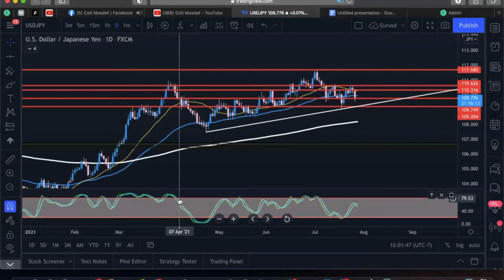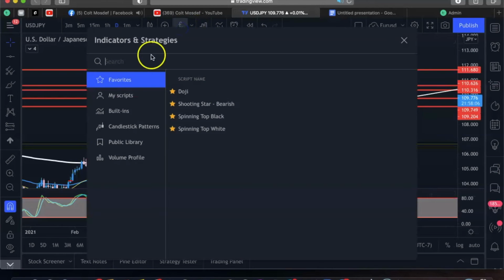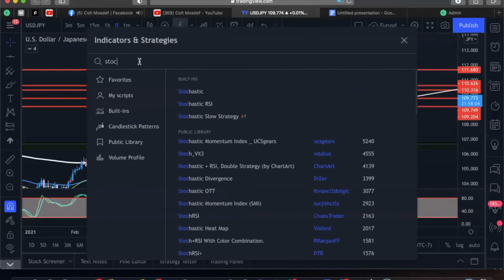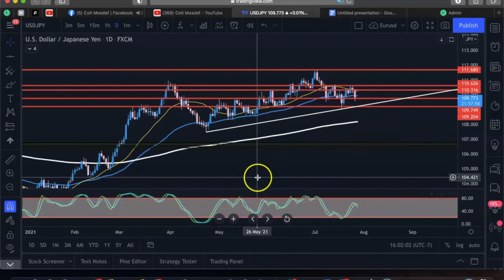go the other way. So this indicator is called the stochastics oscillator. And the way that you can add it to your chart is you go right here to this FX, you type in STOCH, and it's right here, stochastic. So you add that, and then boom, it will appear right here.